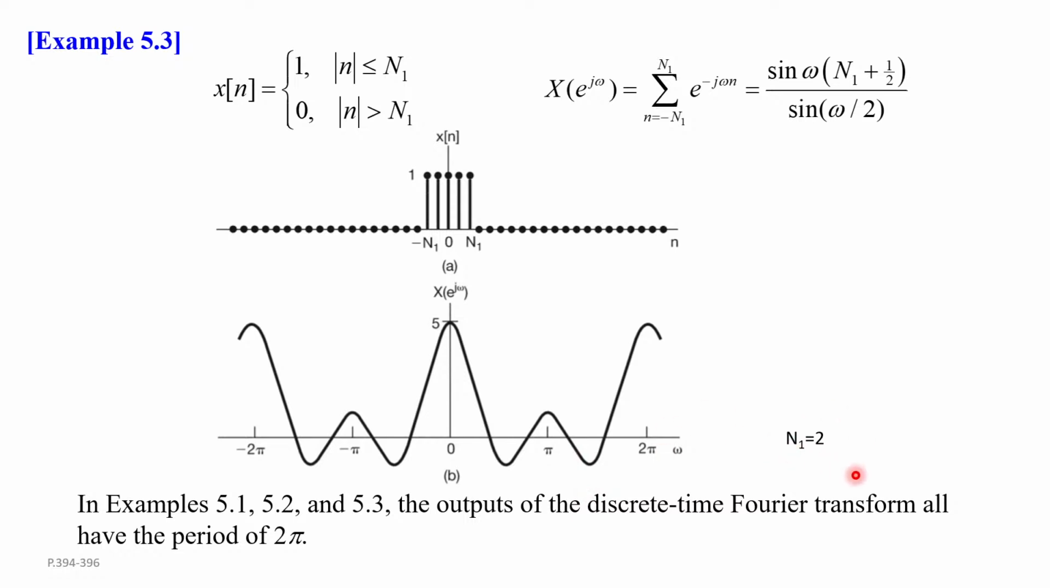Probably the number of peaks should be proportional to n1 here, the number of peaks per period. And anyway, once again you see this is periodic with period 2 pi. Okay.